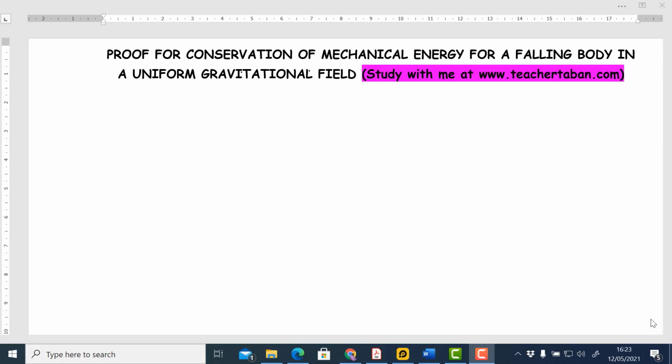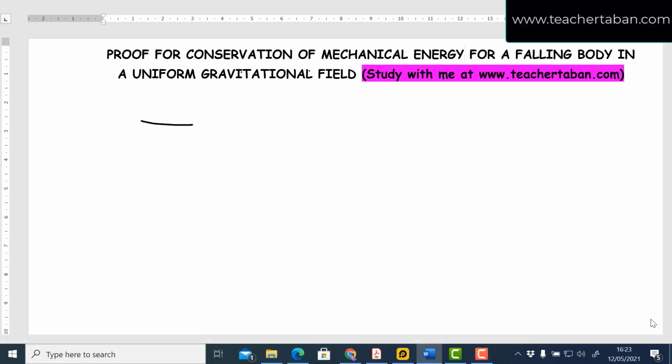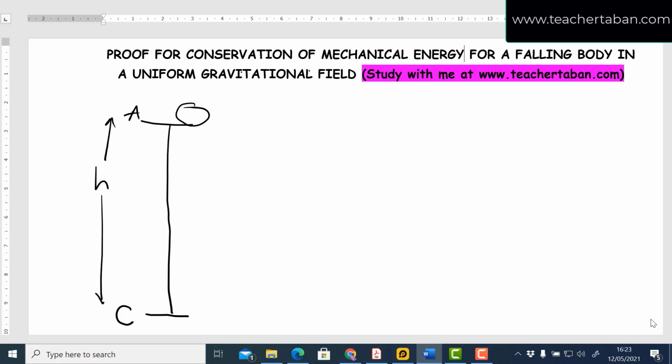So we're going to begin by assuming that we have our body at point A, and it is at a given height from another point which we shall call C. At a given height, I'll call it H. And we can create another point B in between along its motion, at any point, and that point B is at a given height. I'll call it H1, like this.